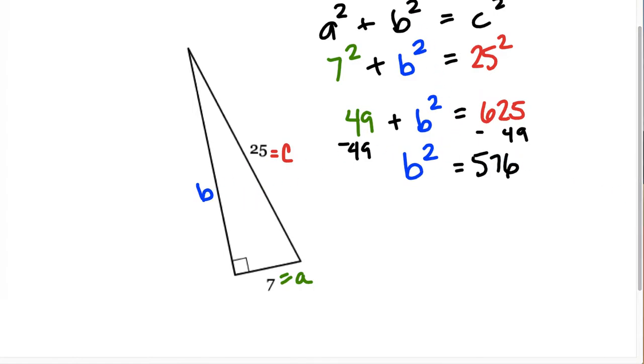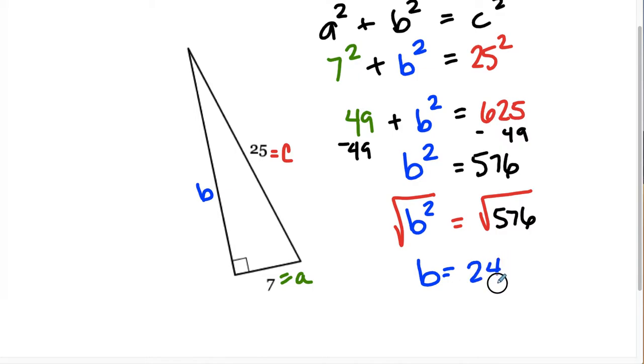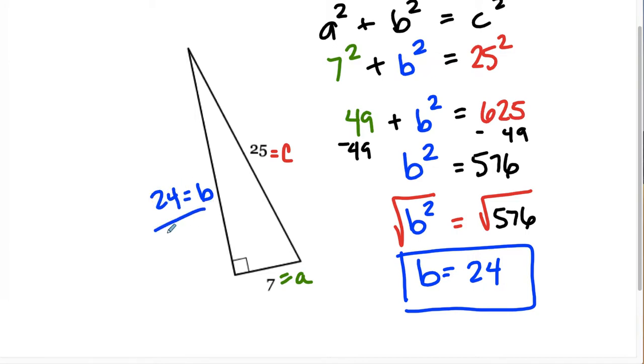To undo B squared, to just get B by itself and get rid of the squared, you have to take the square root of both sides. So you have to take the square root of 576. Whatever the square root of 576 is, that is equal to what B is. Take out your calculator if you have it, and the square root of 576 is 24. So B is equal to 24. That is how you use the Pythagorean theorem.